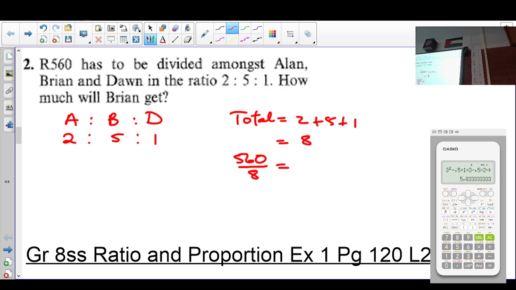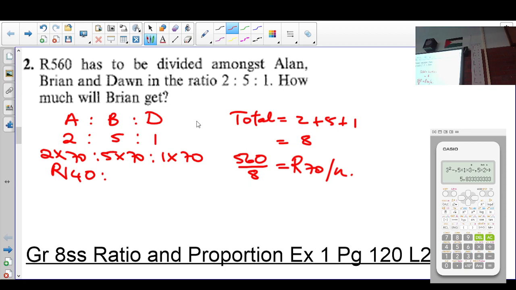And what is 560 divided by 8? 70. So it's 70 Rand per unit. So how many units does Alan get? 2 times 70. Brian, 5 times 70. Dawn, 1 times 70. So Alan gets 140 Rand, Brian gets 350 Rand, and Dawn gets 70.